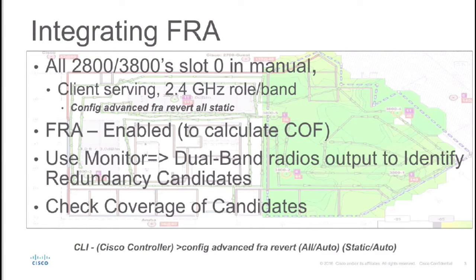So your options are config advanced FRA revert. All implies all XOR radios. Auto implies only the ones that are in auto. Then the second input is whether you want those radios to be static or auto. Got it. Okay. Next slide.